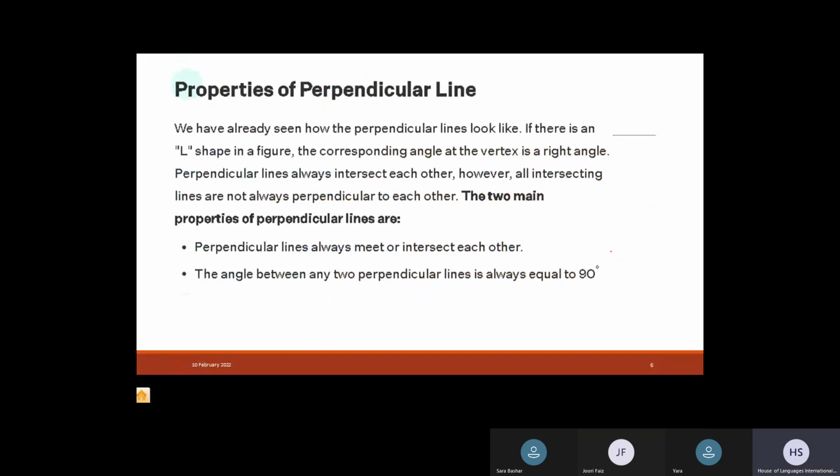Now, what are the properties of the perpendicular lines? The properties are, they always meet or intersect each other. They must intersect each other. And the angle between the intersection must be 90 degrees. In this case, we're going to say that they are what? Perpendicular lines.